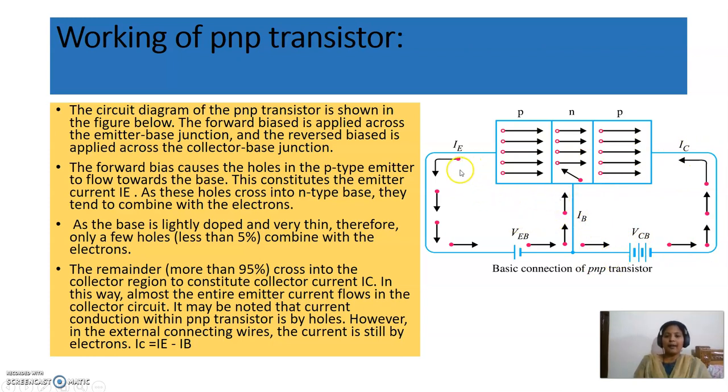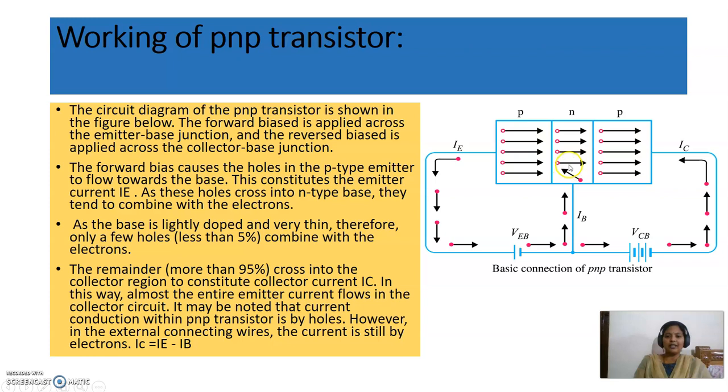When the forward bias is applied to the emitter base junction and reverse bias is applied to the base collector junction, this forward bias will cause the holes in the p-type to move. We have taken PNP, so the majority carriers in P are holes. The holes in the p-type emitter will flow towards the base. This constitutes the emitter current IE. Now as the holes cross into the n-type base, as the n region is very thin, they tend to combine with the electrons.